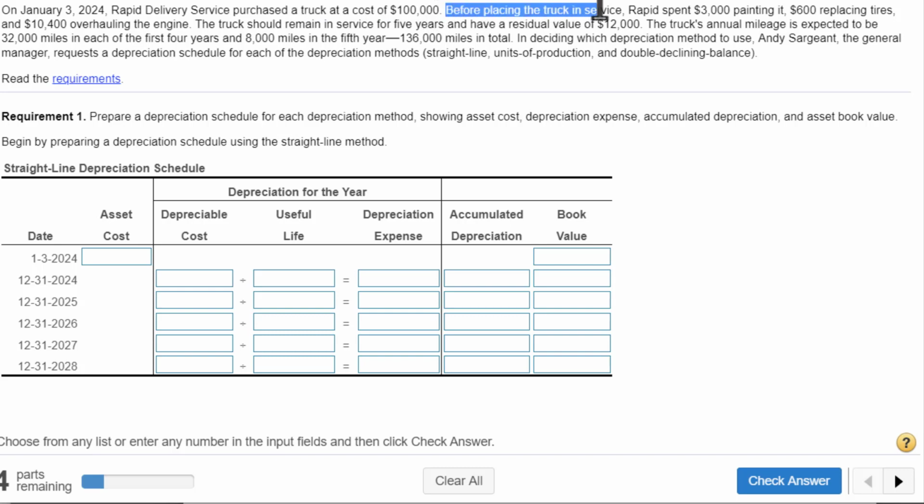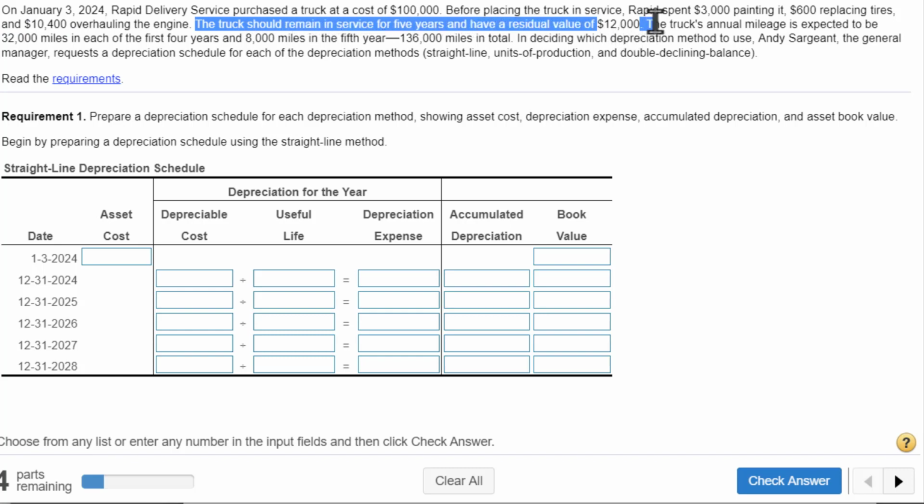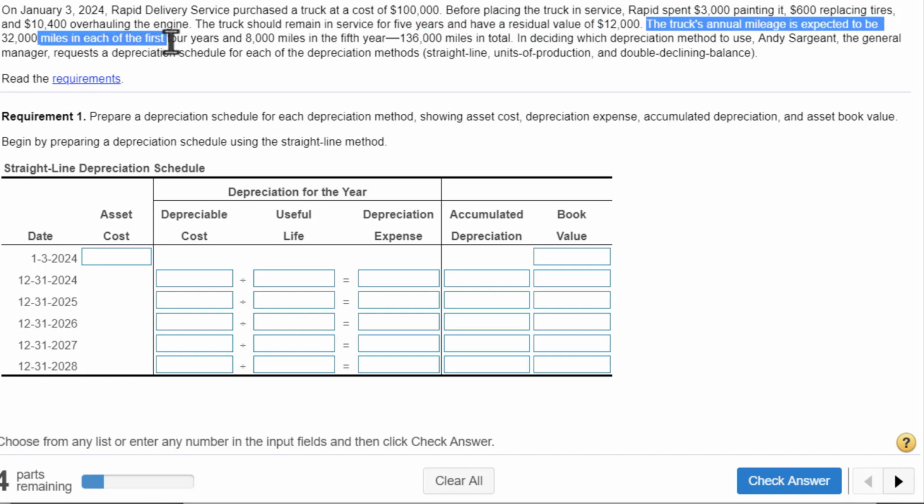Before placing the truck in service, Rapid spent $3,000 painting it, $600 replacing tires, and $10,400 overhauling the engine. The truck will remain in service for 5 years and have a residual value of $12,000. So they think they can probably sell it for about $12,000 at the end of 5 years. The truck's annual mileage is expected to be 32,000 miles in each of the first 4 years and 8,000 miles in the 5th year, for a total of 136,000 miles.